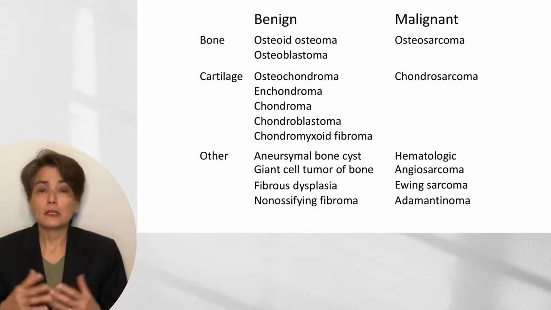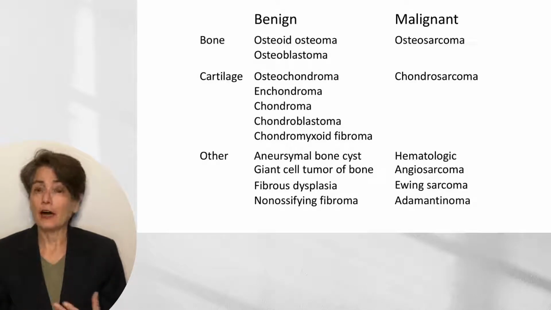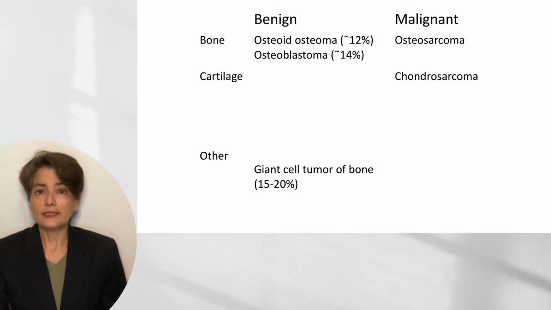Now, there are lots of bone tumors, and this is a non-comprehensive list. The true list is probably about 3 times this number. And we divide these tumors up as benign and malignant, and furthermore based on the matrix they produce, so bone or cartilage, and then we also have a large category that we call other. Now, I'm going to focus on these entities in this video, and I'll explain why.